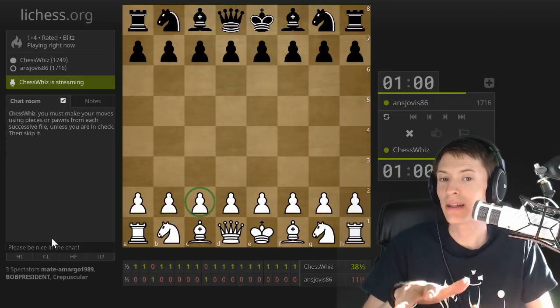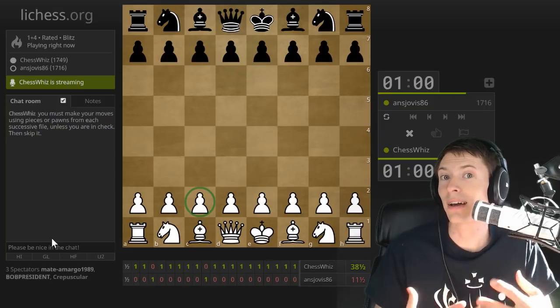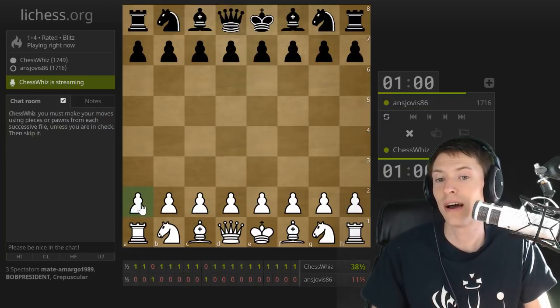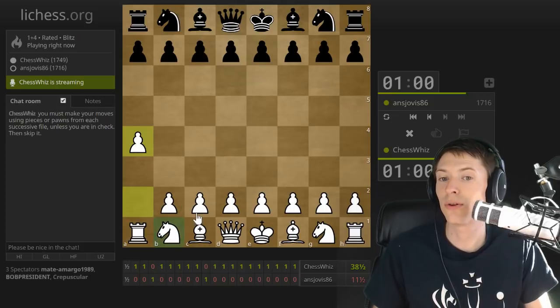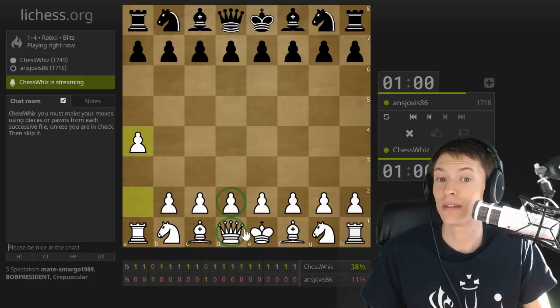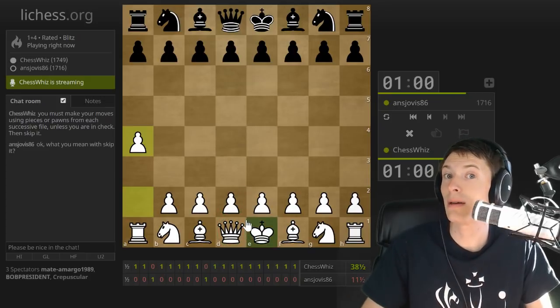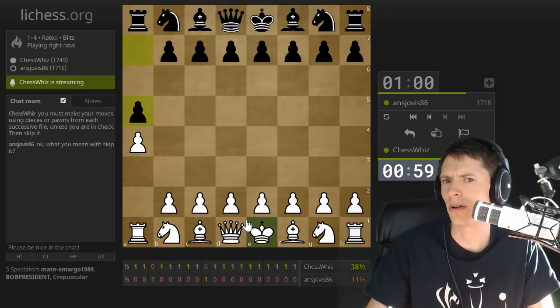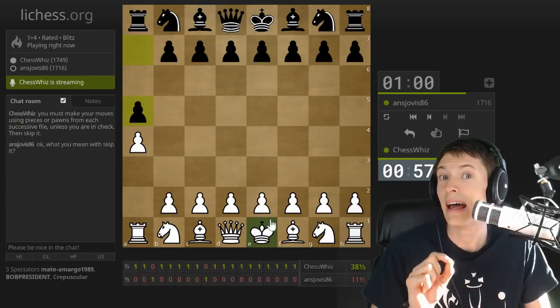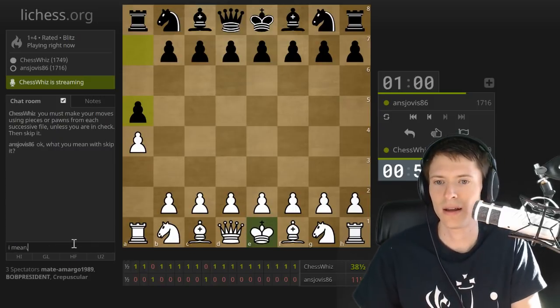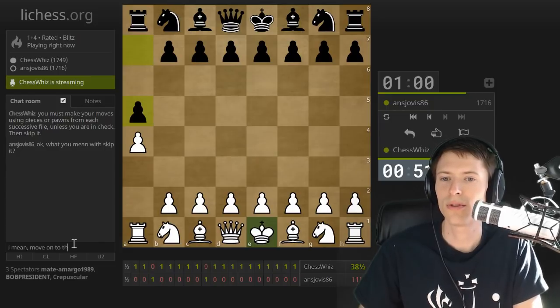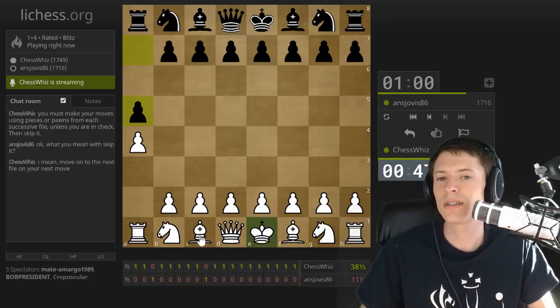I hope Anstrovis is watching the stream right now so he can get the verbal explanation of this variant. So the second move I make has to be one of these two things. The third move has to be one of these two things. The fourth, one of these two things, and so on. But if you're in check, you can make any move, because otherwise there's this opening where you just lose. And then you skip the file. Does that make sense? Move on to the next file on your next move so that we're still in sync. You know what I mean?